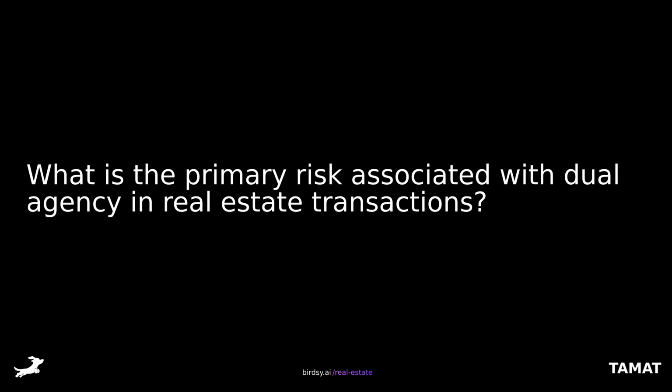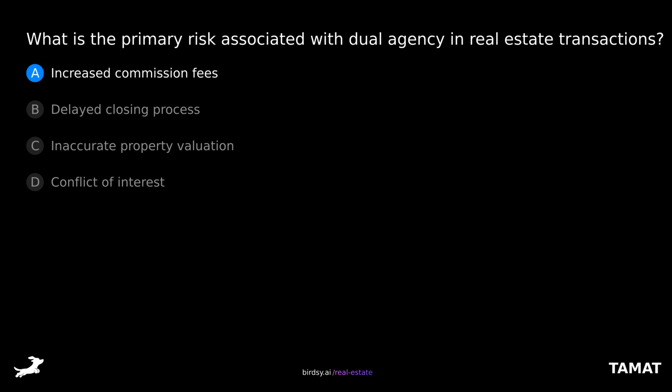What is the primary risk associated with dual agency in real estate transactions? Is it A, increased commission fees? B, delayed closing process? C, inaccurate property valuation? Or D, conflict of interest? The answer is D, conflict of interest.